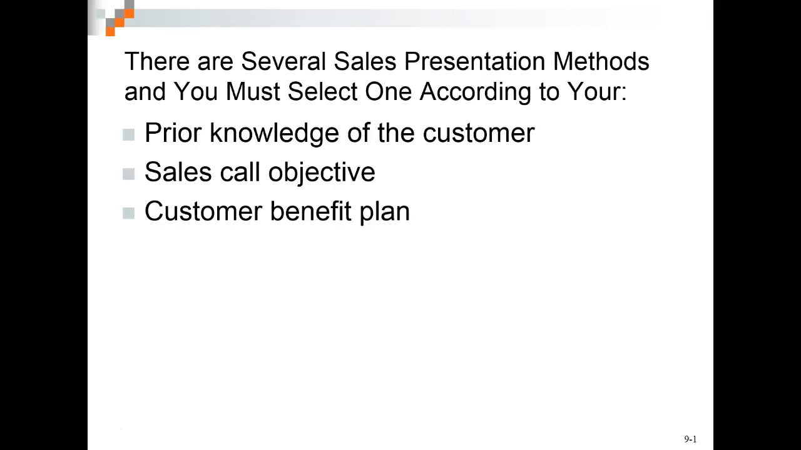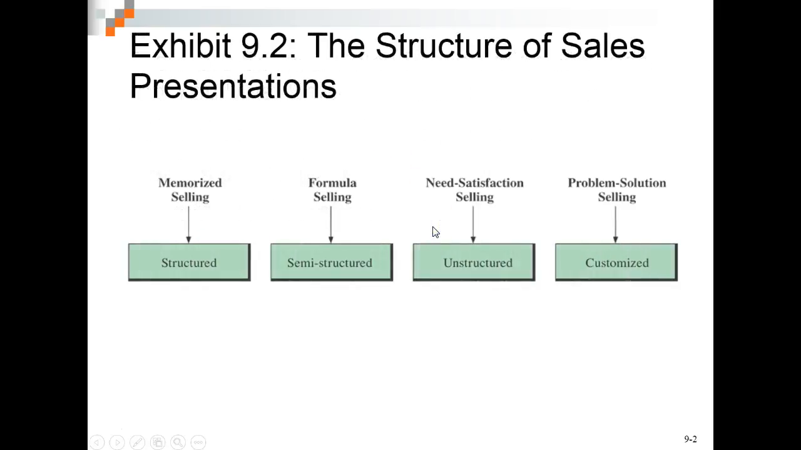Okay, several different presentation methods you can use. You're usually going to choose one based on either your prior knowledge of the customer. Is this somebody you barely met, as in a cold call, as in you accosted somebody at a mall kiosk? Or are you talking with somebody that you've met several times, somebody you've sold to before, or somebody that you know quite well? What's the objective of the sales call? Is this something where they're going to buy something from you right now? Is it a bigger deal that's going to take months to accumulate? The customer benefit plan all can change what you want to do.